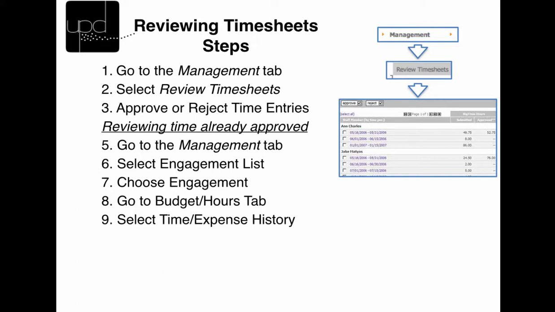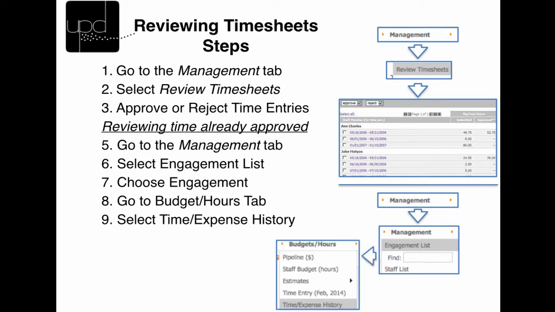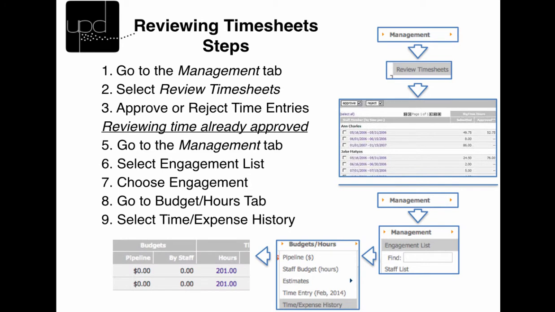Another way to access this menu and to see time that has already been approved, you go to the Management tab, select Engagement List, choose the engagement, go to Budget/Hours tab, then select Time/Expense History. Within that number, you'll see all the time entered into that project there.